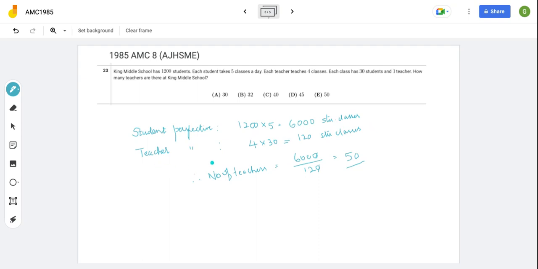Now from a teacher's perspective, we have 4 classes taken by each teacher and we have 30 students per class. Multiply this, and you're going to get 120 student classes from a teacher's perspective. Now to find the number of teachers, we need to divide this 6000 by this 120, which will give you 50, and this gives you the number of teachers, and option E, 50, is your answer. Going to the next one.